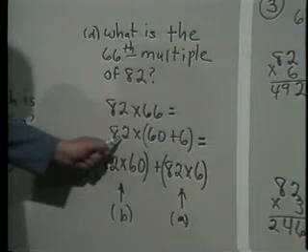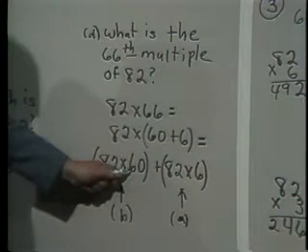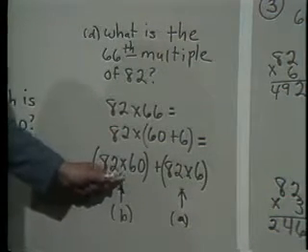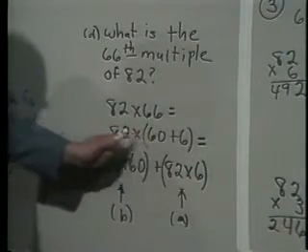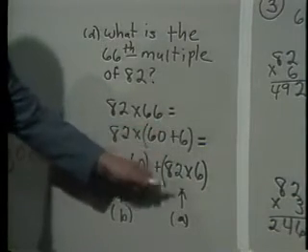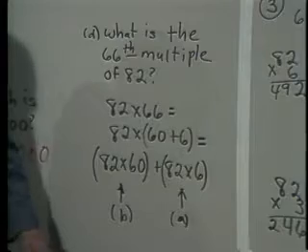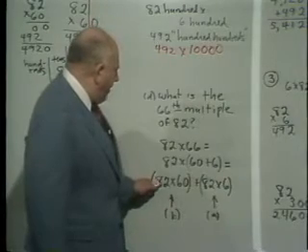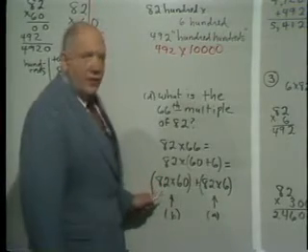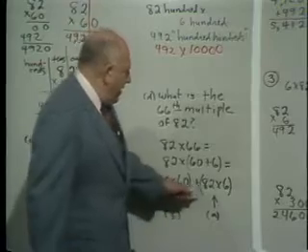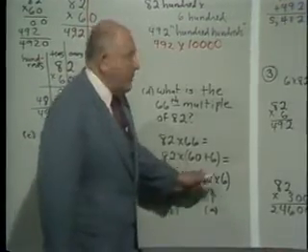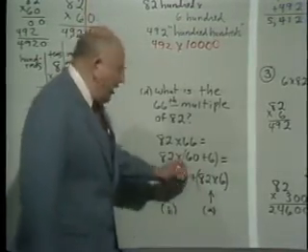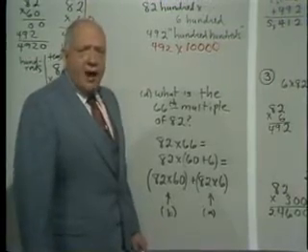In other words, it's what? 82 times 60, which, by the way, is what we did in Part B, plus 82 times 6, which is what we did in Part A. Now, in Part B, we saw that 82 times 60 was 4,920. In Part A, we saw that 82 times 6 was 492. So therefore, all we have to do is add these two answers.